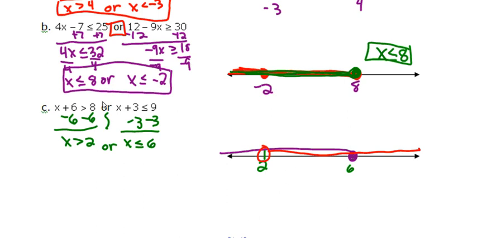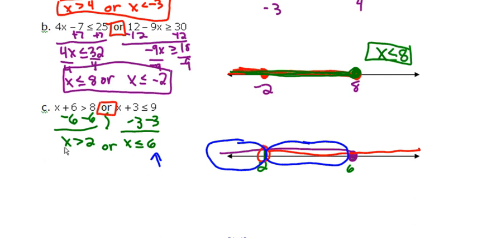Now, again, OR inequalities have to be true for one of my inequalities or both. So if I look from here to 2, that works for the purple inequality, or x is less than or equal to 6. In the middle, between the two circles, that works for both inequalities, for x is greater than 2 and x is less than or equal to 6. Over here, where the red line is, that one works for x is greater than 2. So everywhere on my number line, I'm going to have a solution.